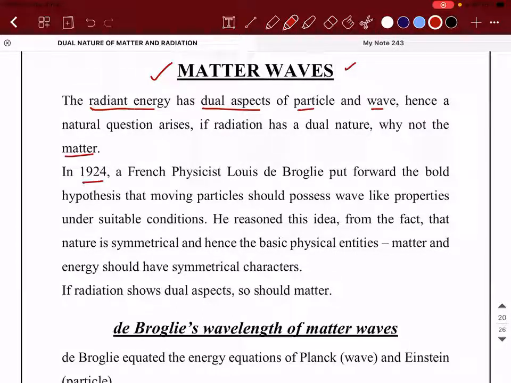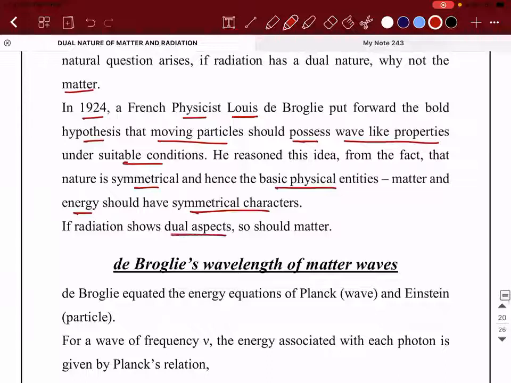So in 1924, what happened? A French physicist, Louis de Broglie, put forward the bold hypothesis that moving particles should possess wave-like properties under suitable conditions. So what did he say? He said that moving particles should possess waves. So when waves can possess particle nature, particles would possess wave nature. He reasoned this idea from the fact that nature is symmetrical and hence the basic physical entities, matter and energy, should have symmetrical characters. So if radiation shows dual aspects, so should matter. That is what they're trying to say.